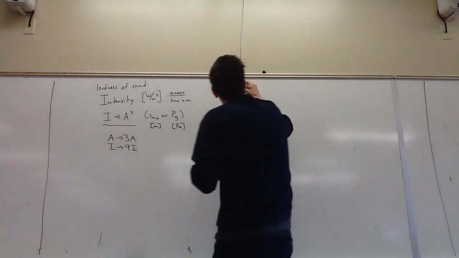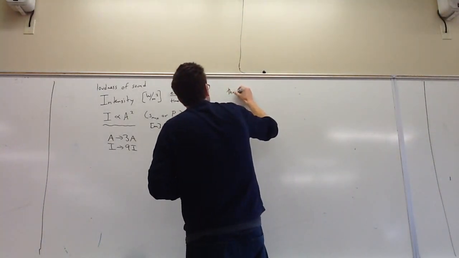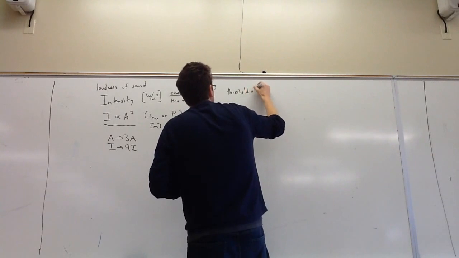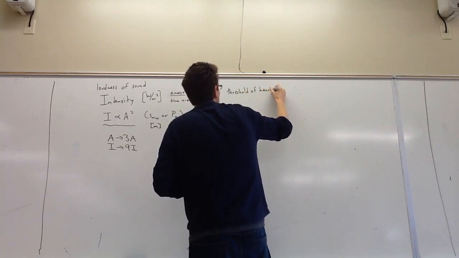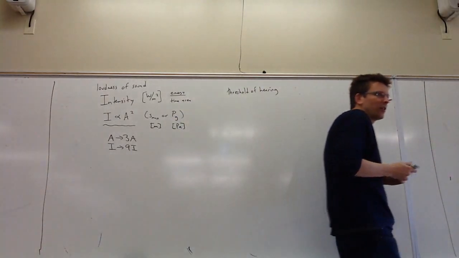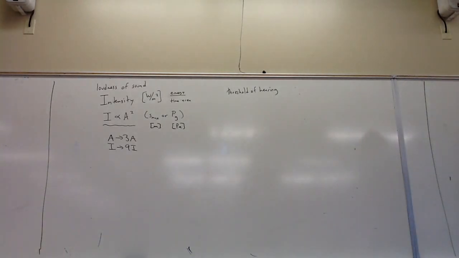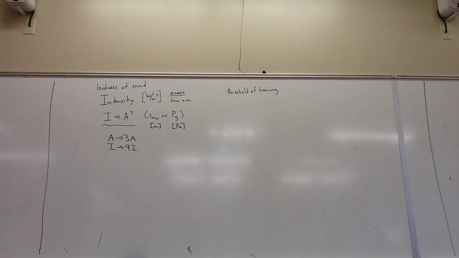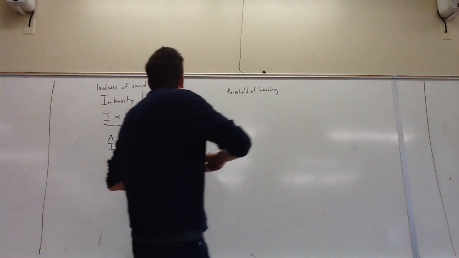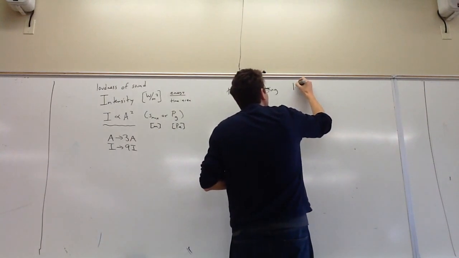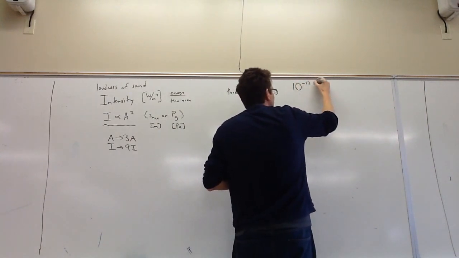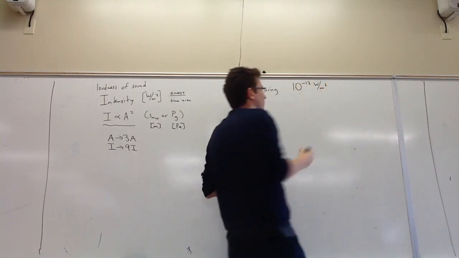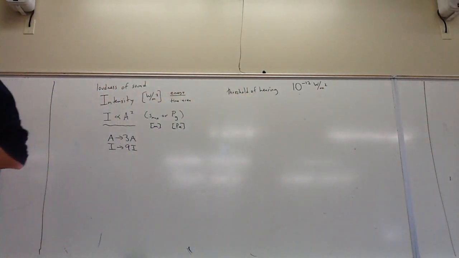So we can start with something called the threshold of hearing. This is the softest sound, the quietest sound that you can tell the difference between it and complete silence in the best conditions. And there, the value is 10 to the minus 12 watts per meter squared, roughly. At least order of magnitude, okay, which means the right power of 10.